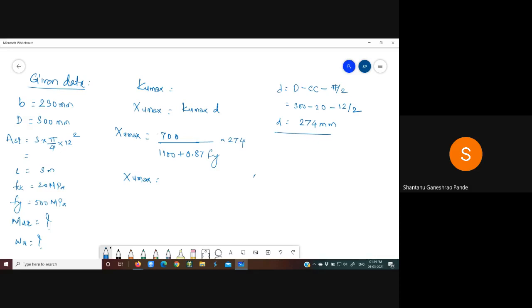Then you have to calculate the Xu value by equating total compression with total tension. Accordingly, you will get Xu equal to 0.87 fy into Ast divided by 0.36 fck b. So you have to compare these two values, Xu max with Xu, and then decide whether the section is under reinforced or over reinforced, and then you can write down the expression for MUR.